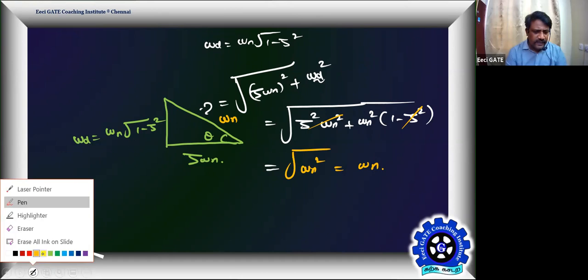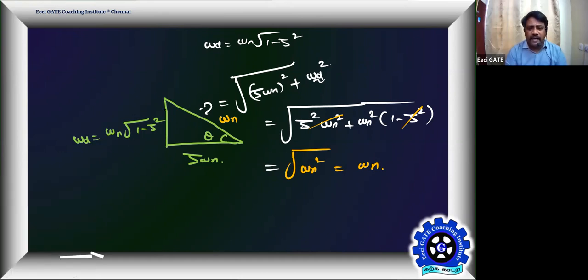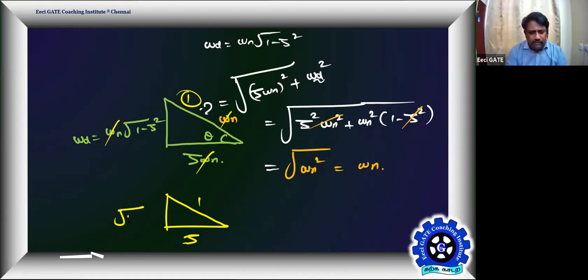Since this side is omega n, let me scale down this triangle because omega n is common in all these sides. So let me eliminate omega n in all these sides. Then this is going to be 1. Getting everyone? Therefore, this triangle is now scaled down because I'm removing omega n. This is 1, this is zeta, and this is root of 1 minus zeta square, and this is your theta.